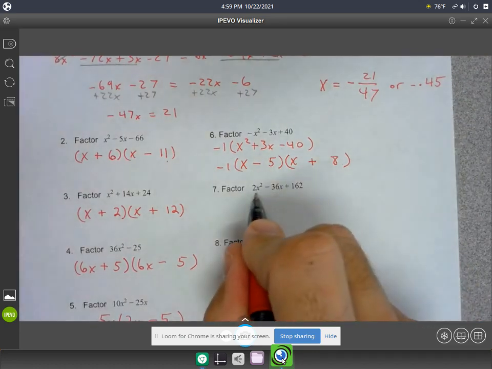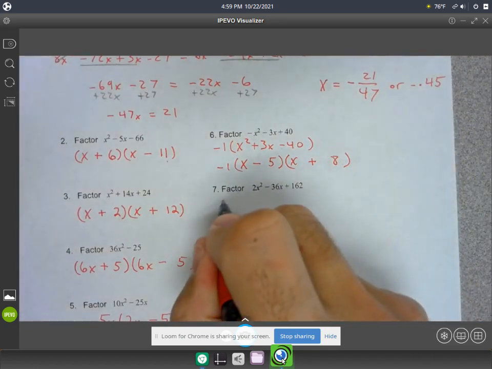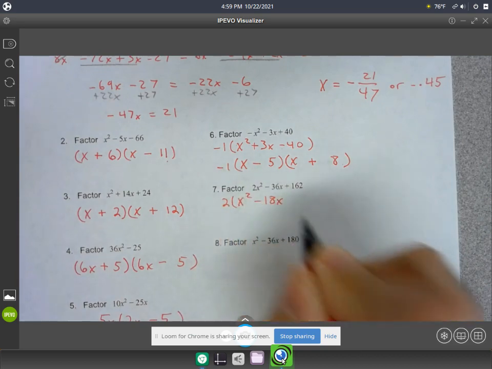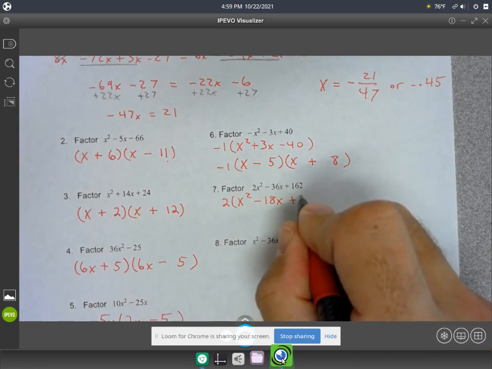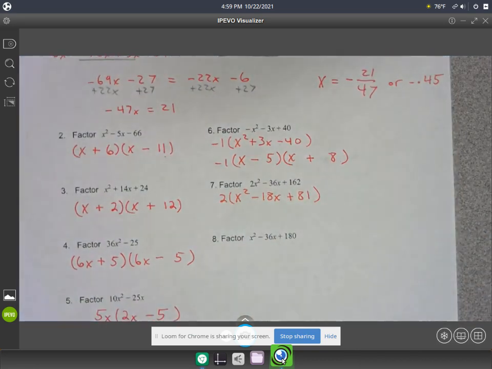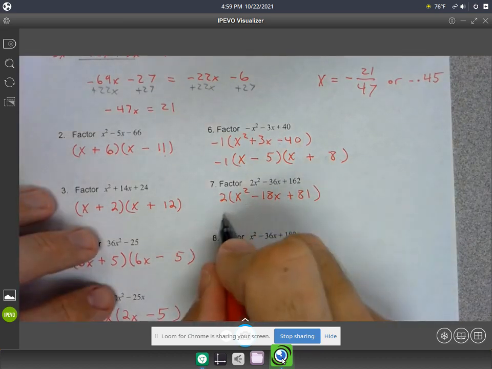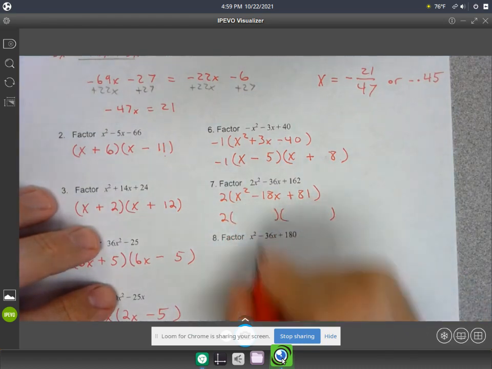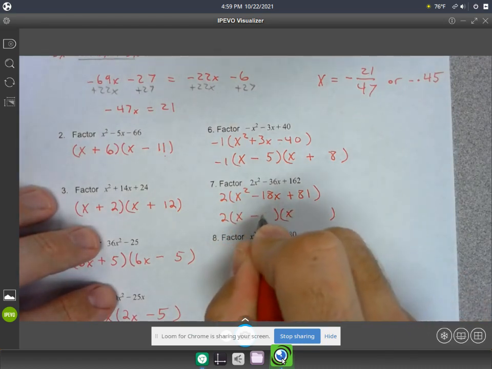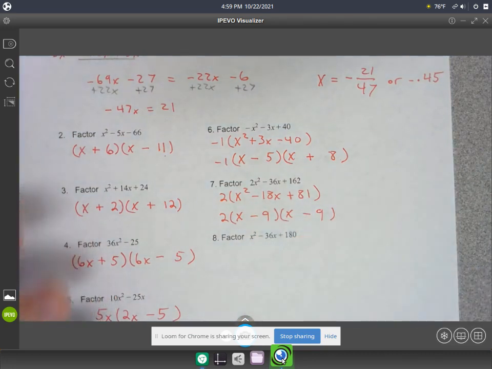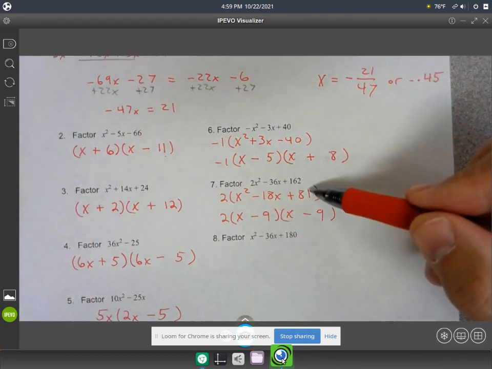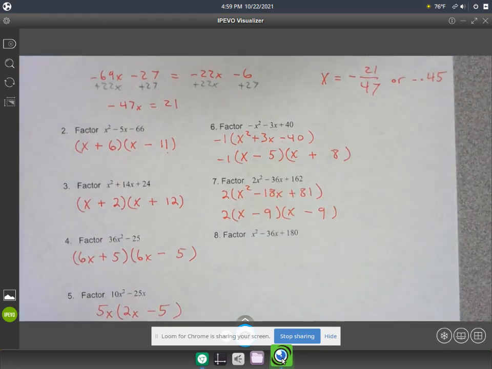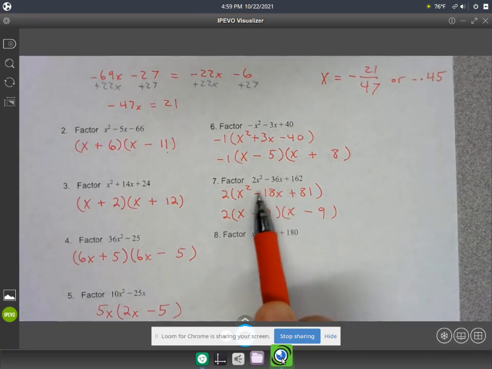All right, number 7. These will all divide by 2, so I got to factor out a 2 first. X squared. The 36 becomes an 18. The 162 becomes an 81. And then bring down my 2. I'm going to factorize this thing right here. It'll be x minus 9 and x minus 9. Okay, 9 times 9 gives you 81. I needed something that multiplied to 81 and added up to 18. And they're the same signs, and they're both going to be negative.